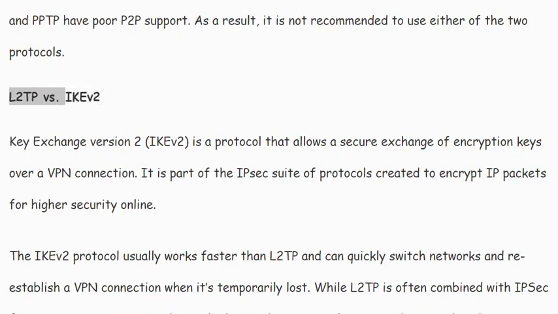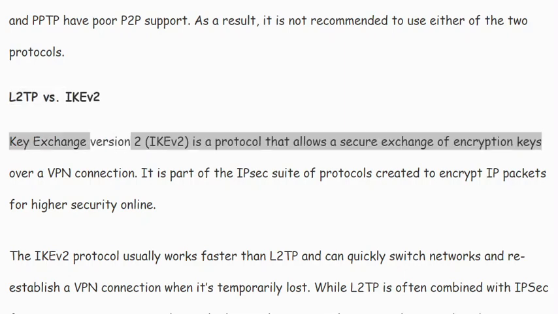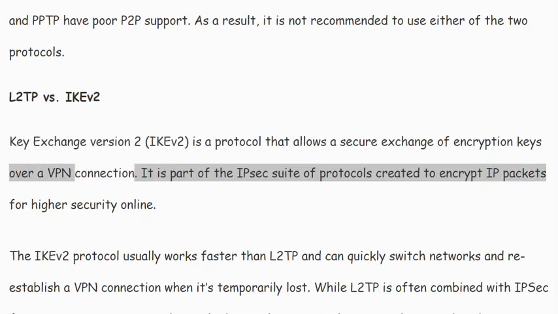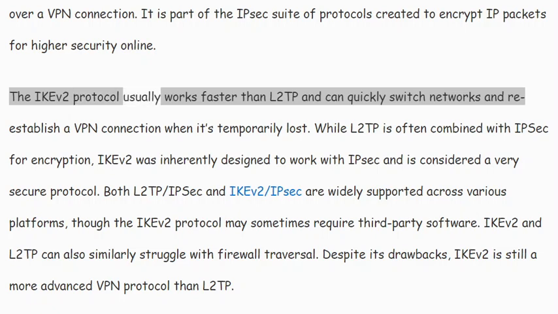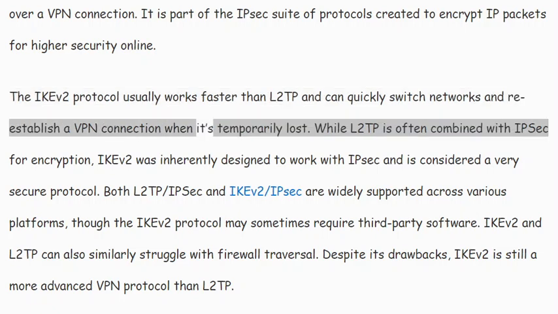L2TP versus IKEv2. Internet Key Exchange version 2, IKEv2, is a protocol that allows a secure exchange of encryption keys over a VPN connection. It is part of the IPsec suite of protocols created to encrypt IP packets for higher security online. The IKEv2 protocol usually works faster than L2TP and can quickly switch networks and re-establish a VPN connection when it's temporarily lost.